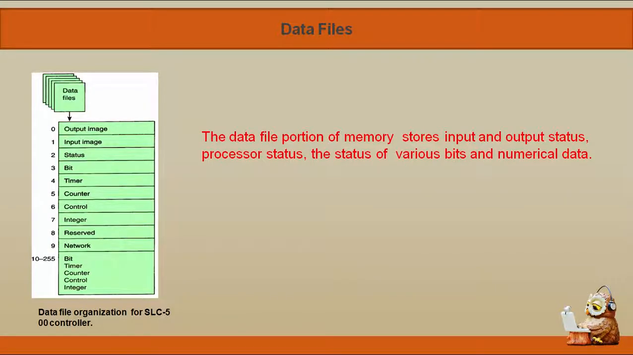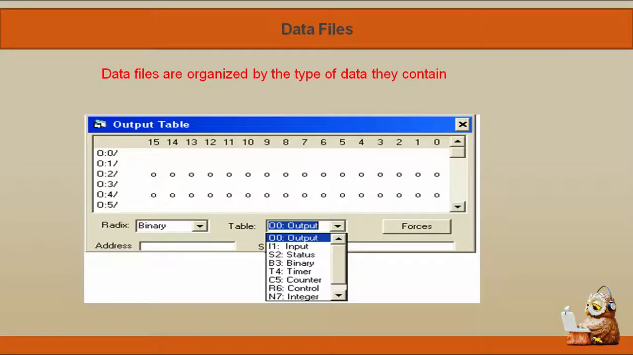They are data files for output image, input image, status, bit, timer, counter, control, integer, and reserve. So the data file portion stores input output status and the bit and numeric values used by the processor. Basically, the files are for manipulating data.